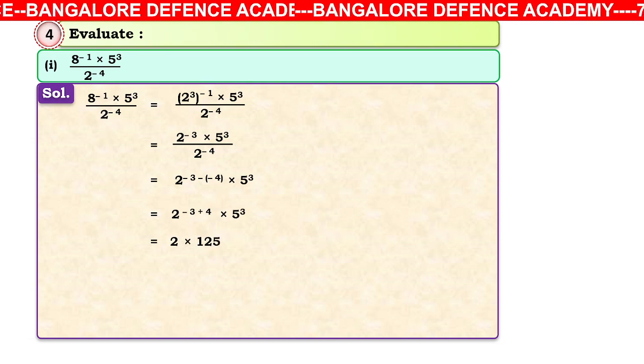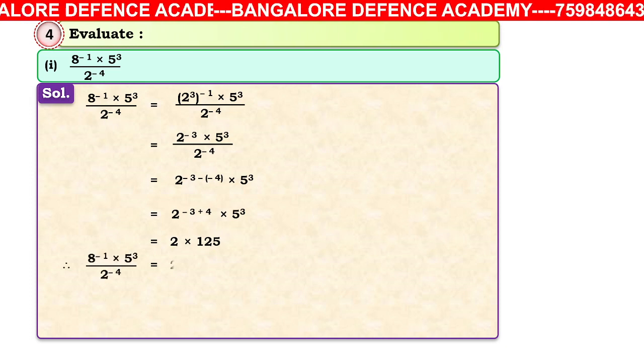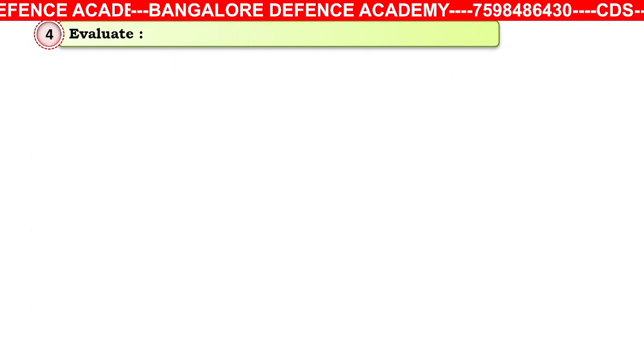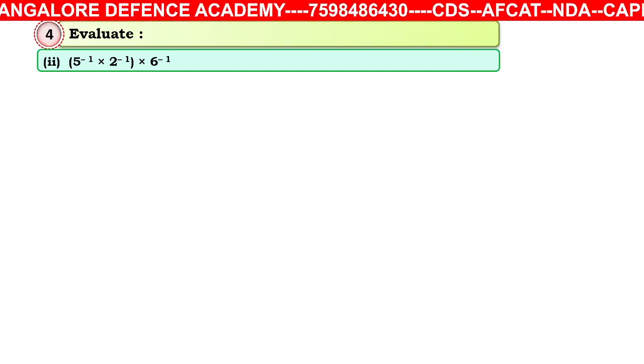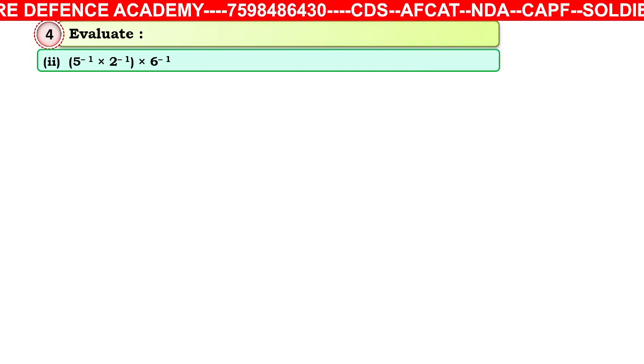5 cube is nothing but 125. Twice of 125 gives me the value 250. The answer is 250. Got it? Fine. Next, moving ahead, inside the bracket, I'm going to solve that first.